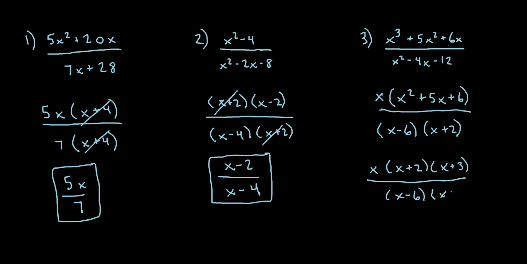So we're looking for common terms that we can cancel out in both the numerator and denominator. We can see this x plus 2 can be canceled out, and that's all that we can cancel out. So our final answer will be x times x plus 3 over x minus 6. And that will be our final answer.